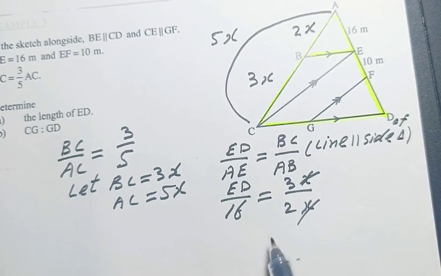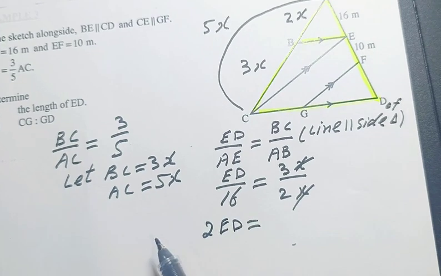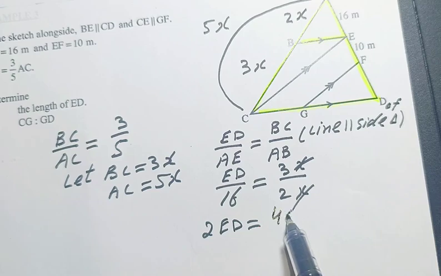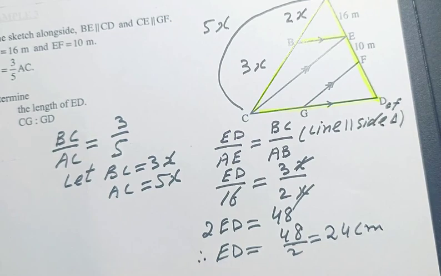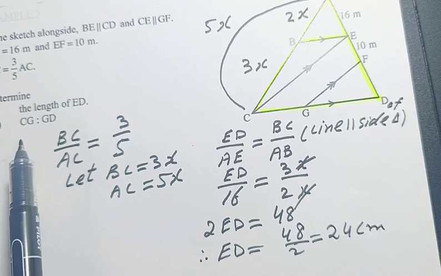Now apply the cross multiply. 2ED is equal to 16 times 3, which is 48. So ED therefore is gonna be 48 divided by 2, 24 centimeter. So this is my answer, ED.